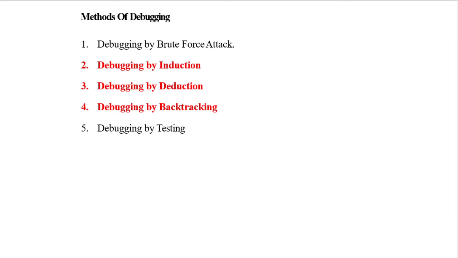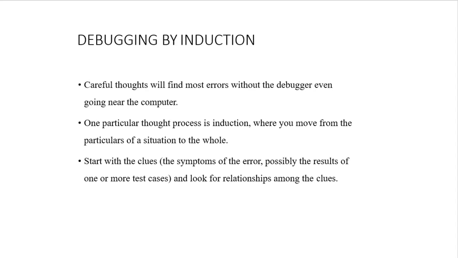Next topic is methods of debugging. It's one of the important topics. There are five methods. First one is debugging by brute force attack, then debugging by injection. Next is debugging by detection. Next, debugging by backtracking. Then the last method is debugging by testing. Here we consider three methods: debugging by injection, debugging by detection, and finally debugging by backtracking.